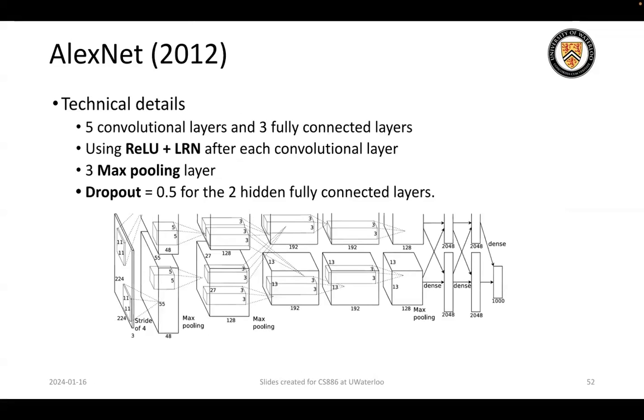We have 5 convolution layers and 3 fully connected layers. We use ReLU activation plus local normalization after each convolution layer. We have 3 max pooling layers, and the dropout is 0.5 for the 2 hidden fully connected layers. Dropout means we skip some units in the neural network.